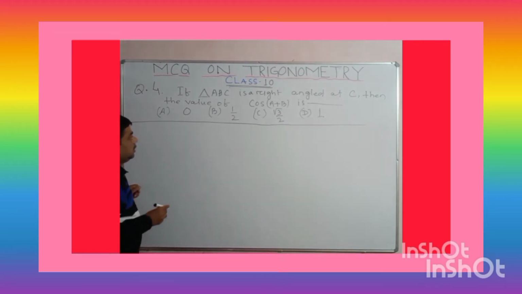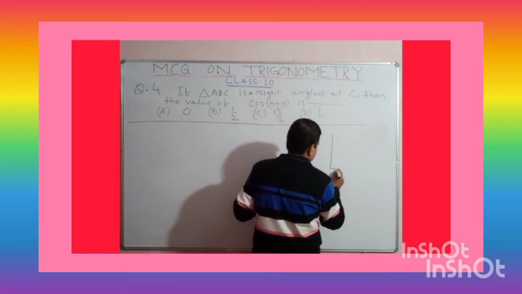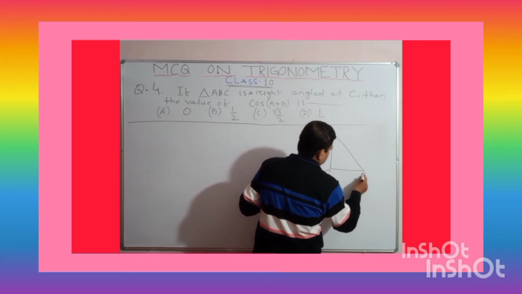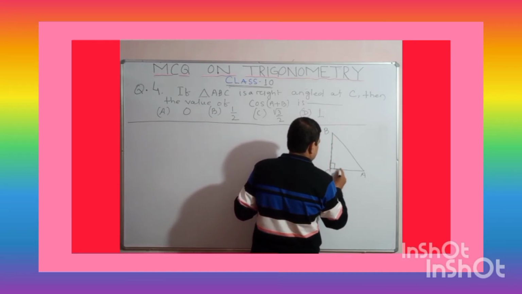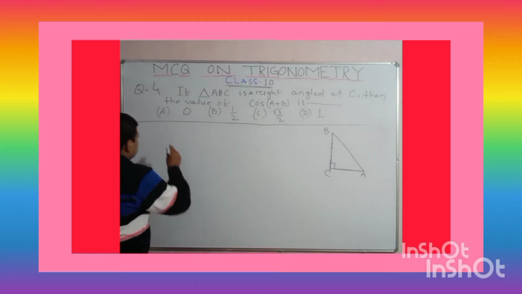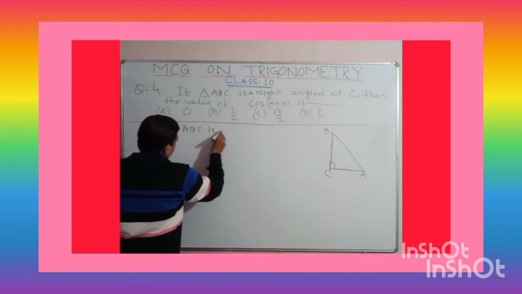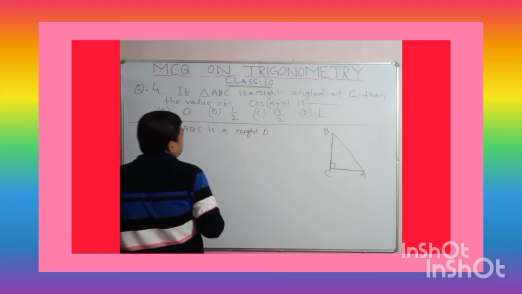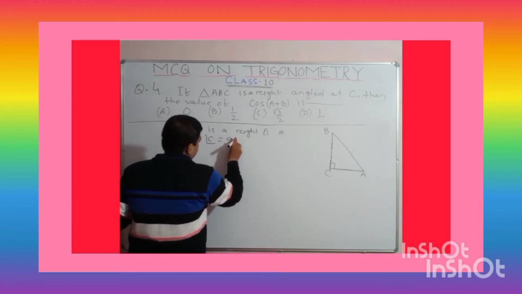Understand? Here ABC is a right angle triangle. Here angle C is the right angle, meaning angle C is 90 degrees. Suppose the other vertices are A and B, and angle C is 90 degrees. Since ABC is a right angle triangle, angle C is equal to 90 degrees.